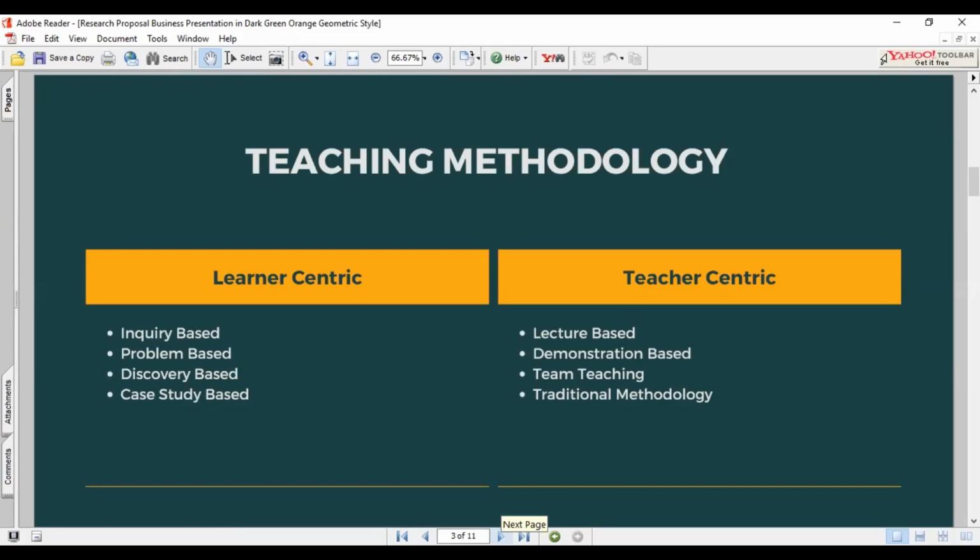Moving forward, go to the next slide, in which we move on to the first topic, which is teaching methodology. Here we can understand that there are two types of teaching methodologies. One is learner centric, another one is teacher centric. Sometimes it is more inquiry based, problem based, discovery based, case study based, in which the learners are the more active part of the teaching learning process. Similarly, the second one is teacher centric, in which the teacher plays a vital role in the whole teaching learning process.